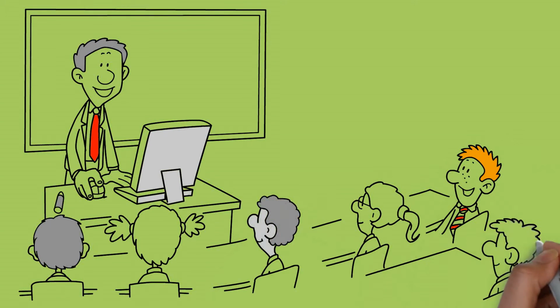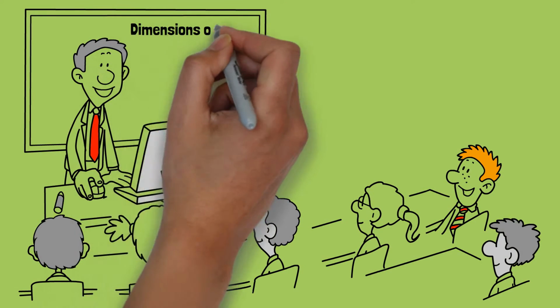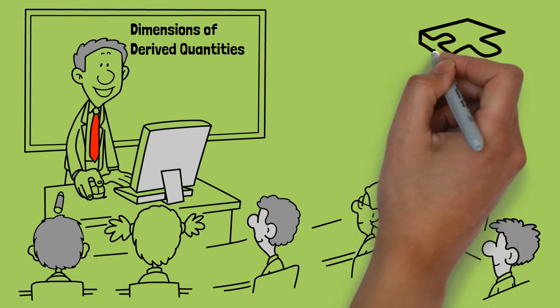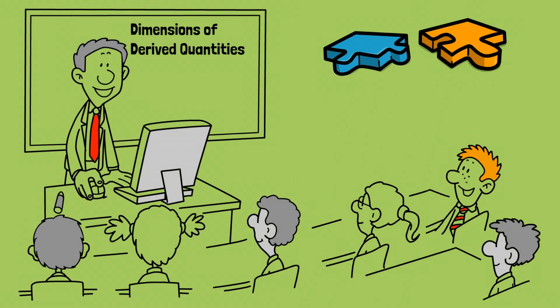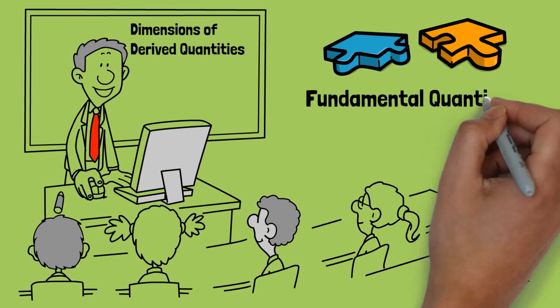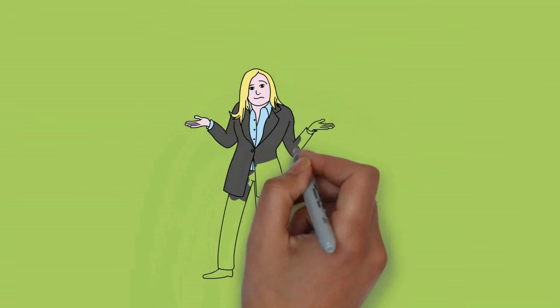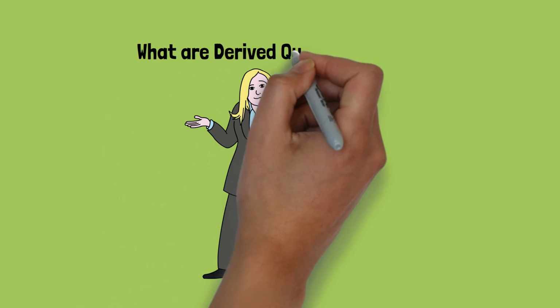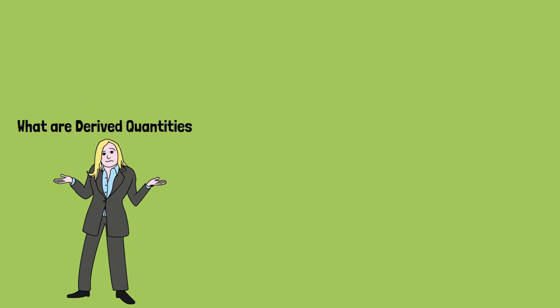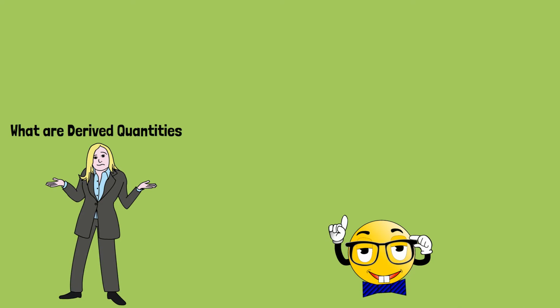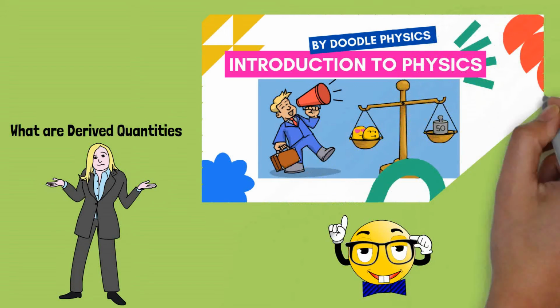Now let's talk about dimensions of derived quantities. The dimensions of derived quantities can be defined by using dimensions of fundamental quantities. If you don't know about fundamental and derived quantities, then you must watch our Introduction to Physics video. The link of that video is given in the description.